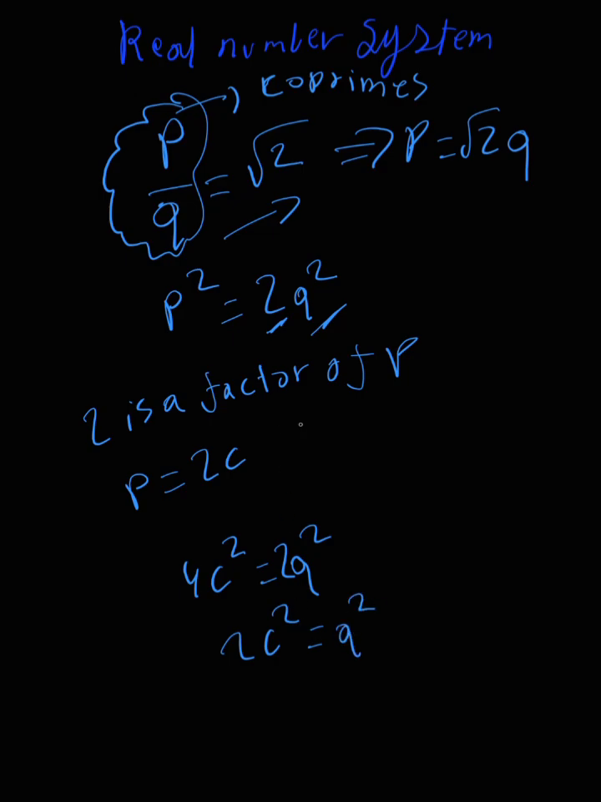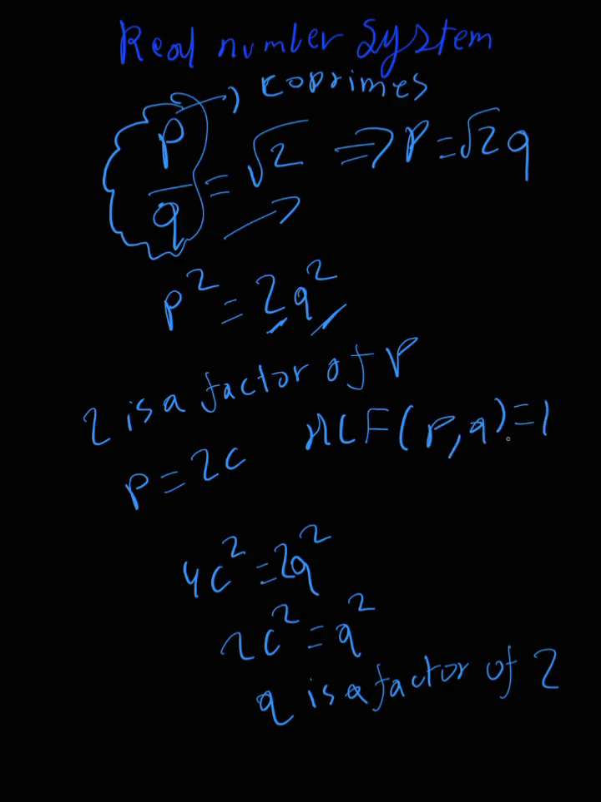Same logic carries forward here. So what this means is that 2 is also a factor of q. So 2 is a factor of p, and 2 is a factor of q. But what we had assumed was that the HCF of p and q is 1. If HCF is 1, that means there is no other factor which would be common in them. But there is a factor which is greater than 1, and that too is common in p and q. What is that factor? 2.